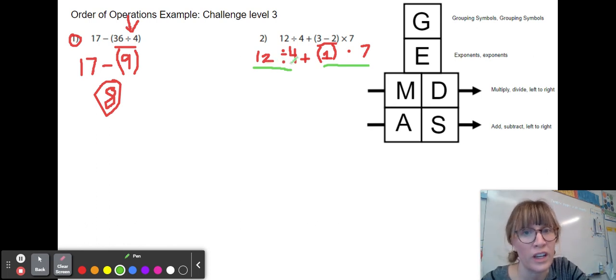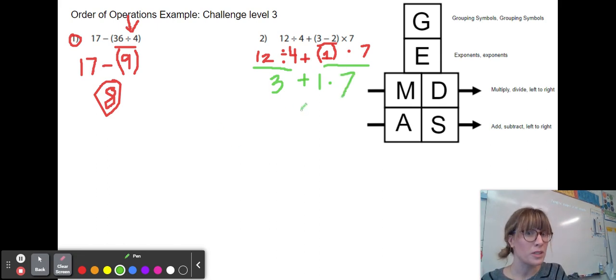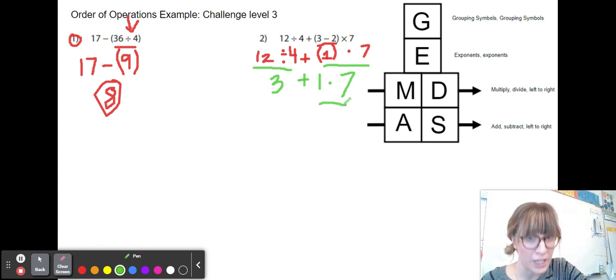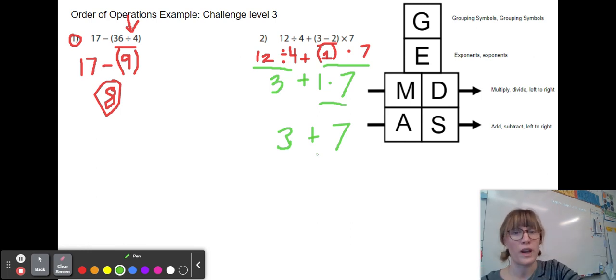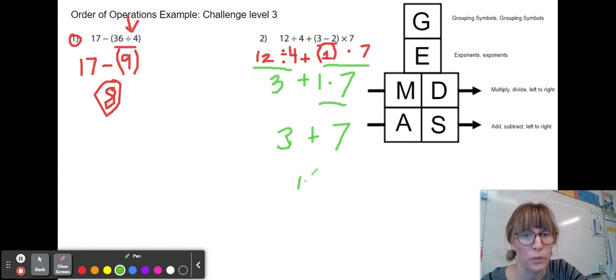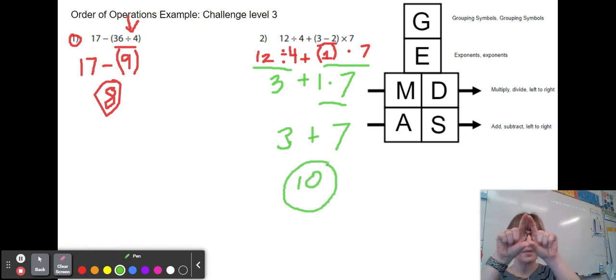So first we're going to do 12 divided by 4, which is 3, and then we're going to drop down everything we haven't used. And then we're going to say multiply, divide, left to right. Oh, there's our multiplication, so let's go ahead and solve that. 1 times 7 can be simplified to 7. This is a 3. And then we say add, subtract, left to right. Well, all we have is one addition problem, so 3 plus 7 is 10. So we've simplified this big long expression, utilizing the order of operations, to be equivalent to 10.